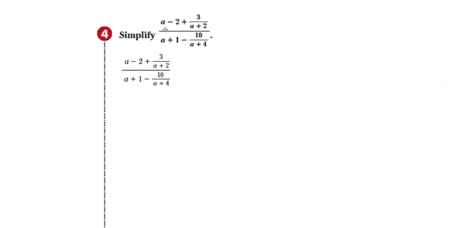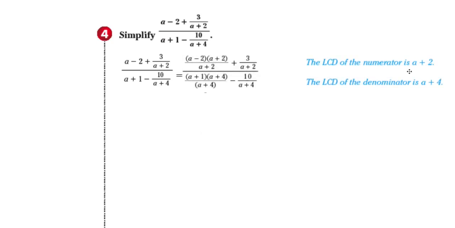So example number 4, we want to simplify (a minus 2 plus 3 all over a plus 2) all over (a plus 1 minus 10 all over a plus 4). LCD would be a good way to start. We want to find the LCD of the numerator, which is obviously a plus 2, and the LCD of our denominator, which is a plus 4. So we copy the problem, and then we find the LCD, which is a plus 2 for the numerator, and a plus 4 for the denominator.